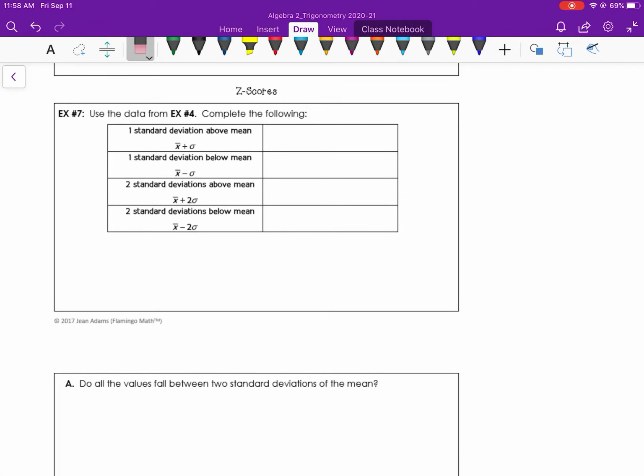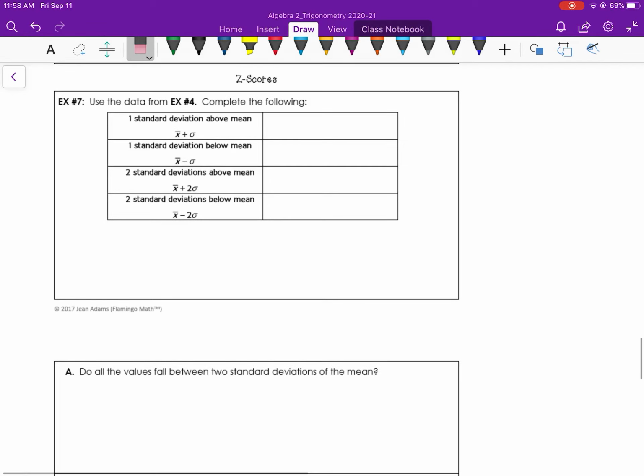All right, we'll finish up today's lesson with example 7. To do example 7, we're going to have to look at your data from example 4. What we're going to do is calculate standard deviations above and below the mean.